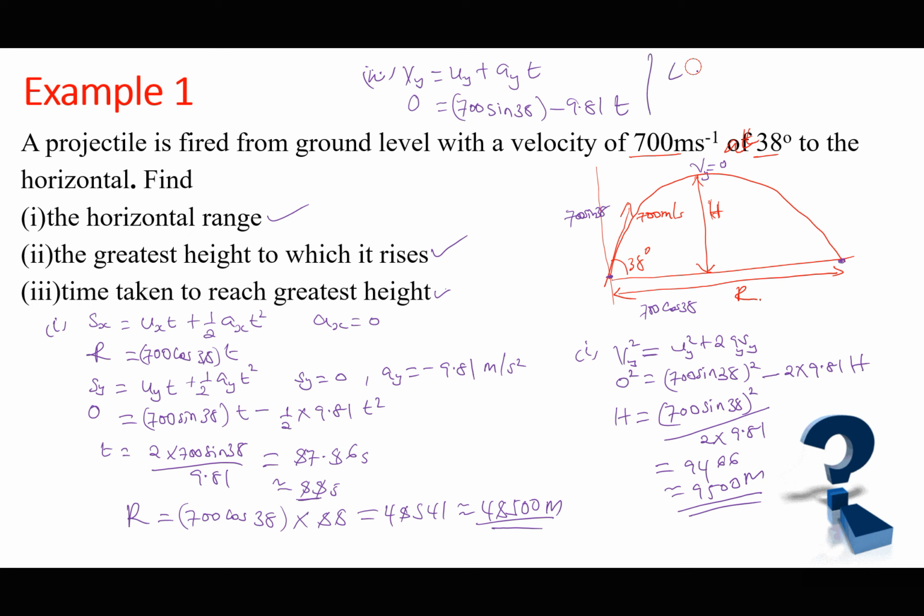So I'll just make t the subject by dividing. So t is going to be 700 sine of 38 divided by 9.81. I expect this to be around 44. So 700 sine of 38 divided by 9.81 is approximately 43.9, or approximately 44 seconds, which is just a half of this, because the time to reach the highest point is half the time for the whole journey. Okay.